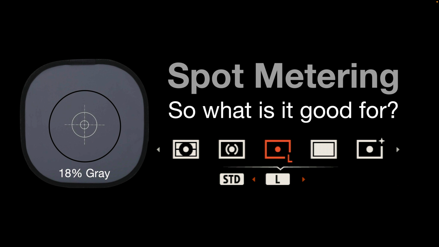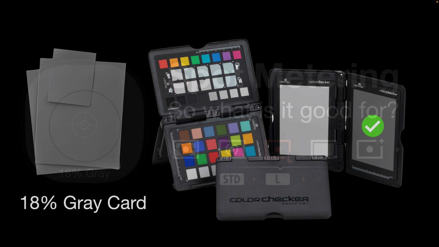So what is it actually good for if it is going to lead to less appropriately exposed images than the default multi-metering? And this is where it really comes in useful: if we can position the spot meter over something that we know to be an accurate mid-tone. And this is often referred to as an 18% grey. And we can actually purchase 18% grey cards. And so this could be a useful situation in a studio environment to gauge appropriate exposure.